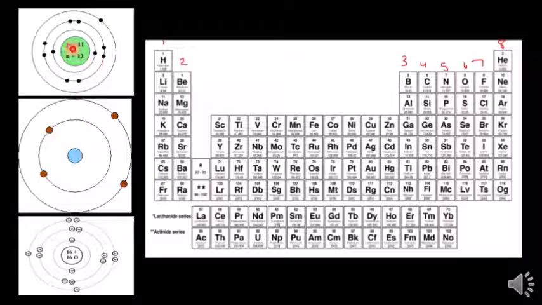We have 11 protons, so should we have 11 electrons? And we have 2 of those 11 on the first ring. We have 8 of those 11 on the second ring, so that's 10. And then there's our 11th, that lone 1 valence electron on the outermost ring.